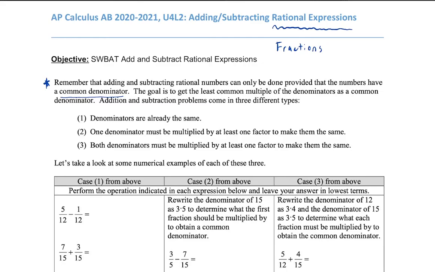So there's basically three things that could happen. Either I give you a problem where the denominators are already the same. I give you one where one denominator can just be multiplied by a factor to make them the same. Or the hardest case, where both fractions have to be changed in order to add their numerators.